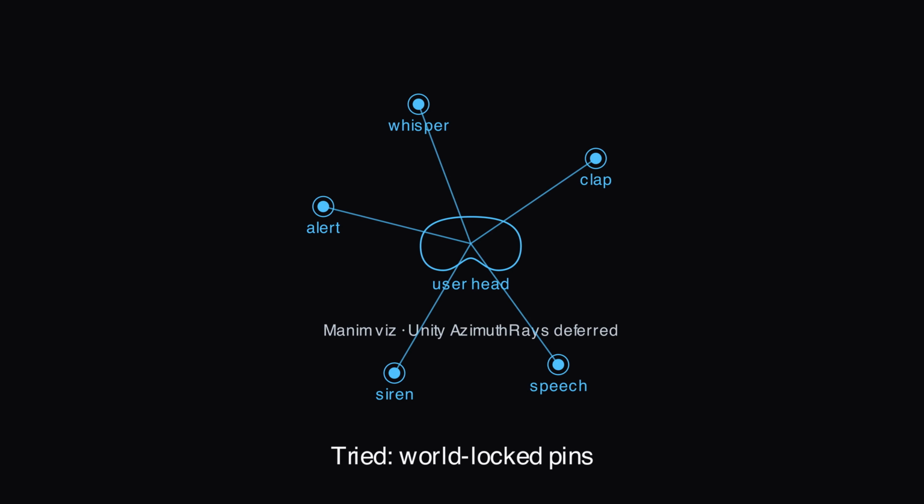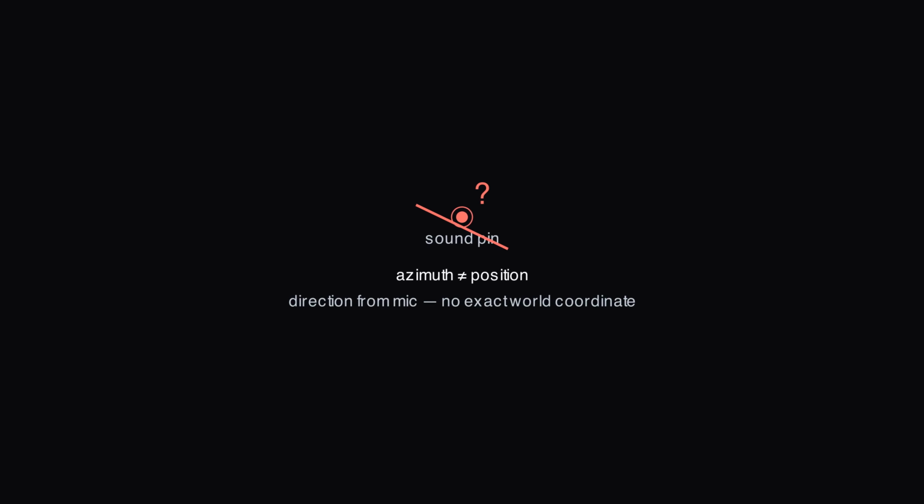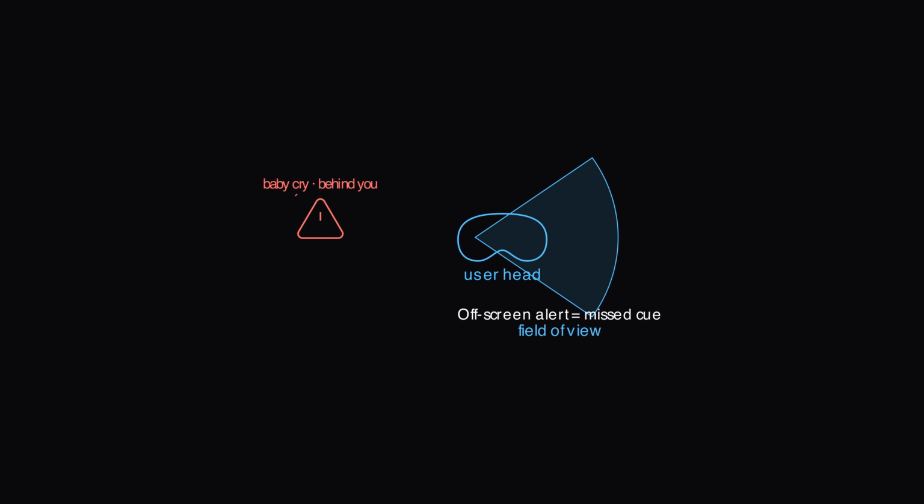Early on, we tried to pin each sound to the direction it came from, markers in the world where the audio seemed to originate. First problem: Vision Pro gives direction from the mic, not the exact coordinate. The pin is guesswork, which meant drift and felt wrong. Second, for accessibility, an urgent sound behind you might never enter your field of view. A baby crying pinned outside your gaze is a miss.